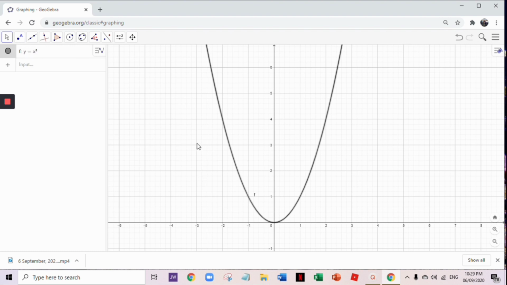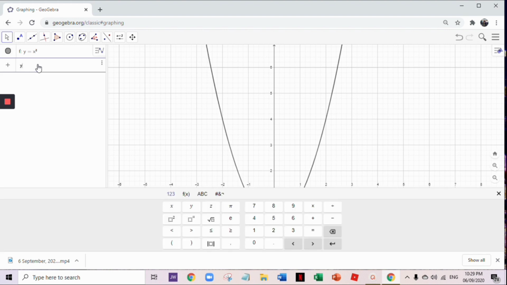Ngayon, tignan naman natin sa h. Ito yung ating graph ng y is equal to x squared. Ito yung magiging basis natin. Try naman natin ngayong i-graph itong function natin na y is equal to quantity x minus 2 squared.